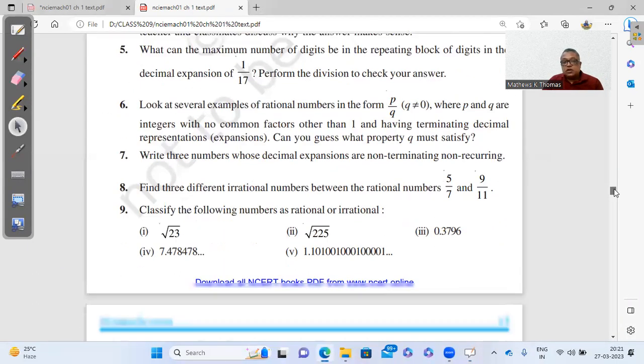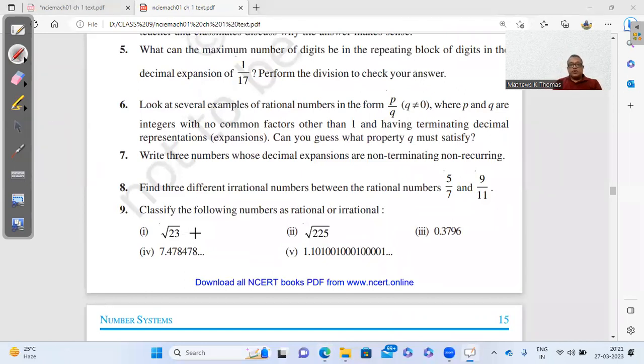Then the last question of the exercise: classify the following as rational or irrational. Root 23 is an irrational number, because if I try to find the root of 23, it will come non-terminating, non-repeating. It will go on and on, no end. Root 225 is a rational number. Now, why is it rational? Because root 225 is 15. It's a perfect square.